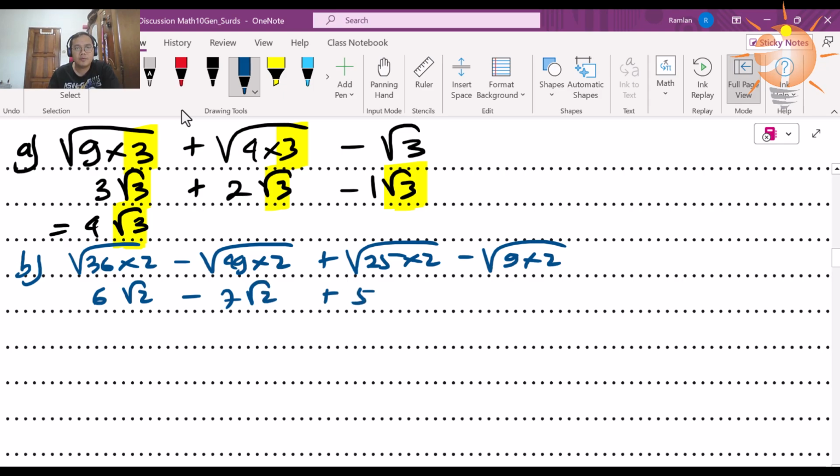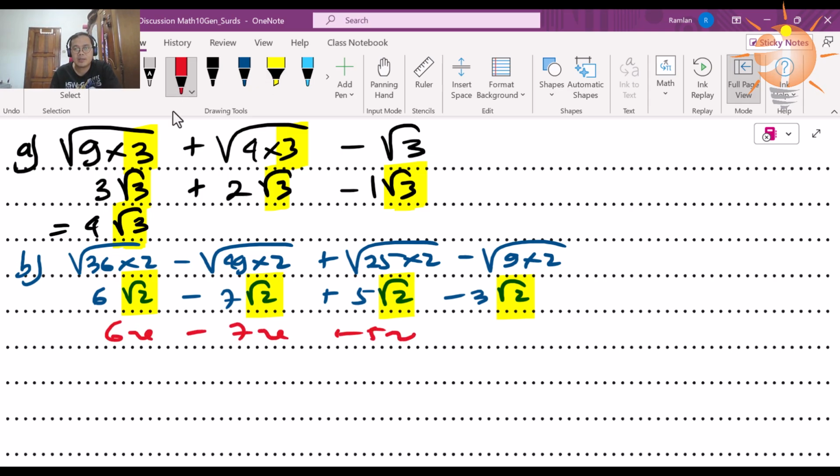And this becomes 5 square root of 2, and the last one becomes 3 square root of 2. Then again, now we have all of the surds in the same form, which is the square root of 2. Now again, this is like the same thing, like 6x minus 7x plus 5x minus 3x, right? Pretty simple. Now let's add them together.